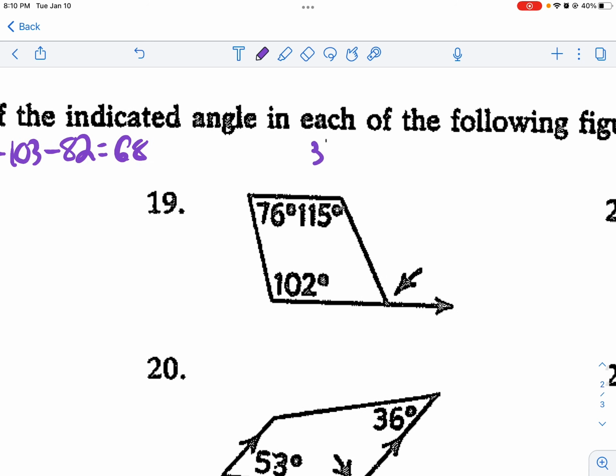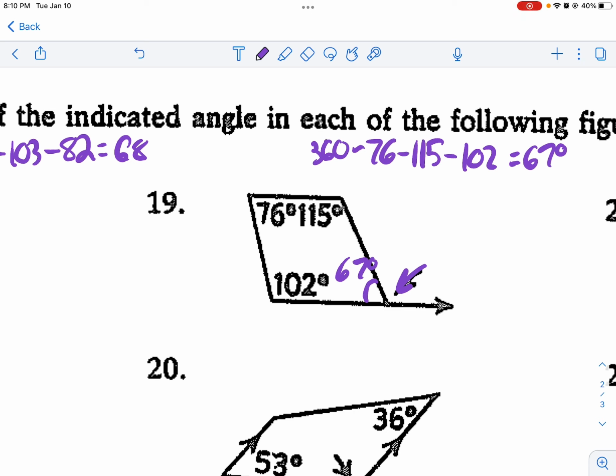19, same thing. We're trying to find this exterior angle. We don't know how to find that using these interior angles, but we do know how to find this angle, and then we can figure out what that exterior angle is in a second. So let's go ahead and subtract off the parts. 76, 115, 102. When we subtract all those off, we get 67 degrees for our inside angle.